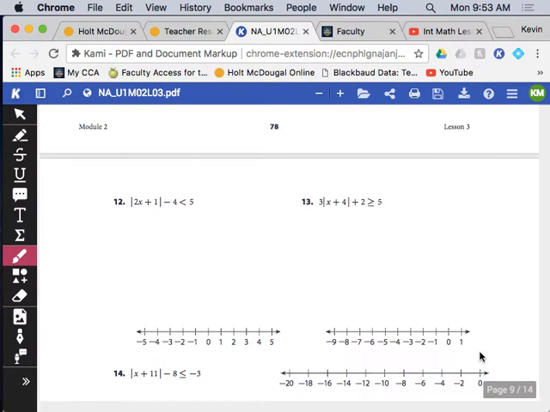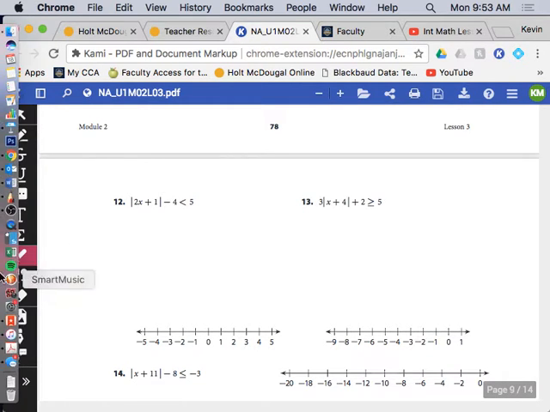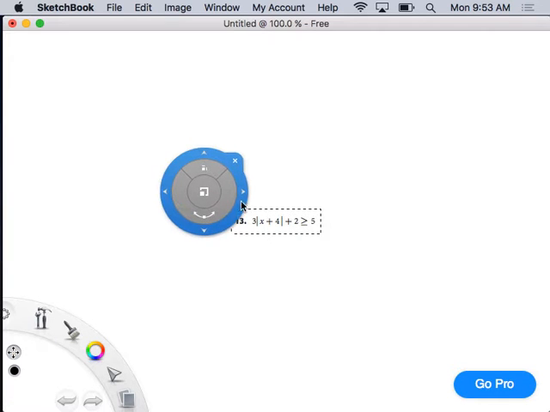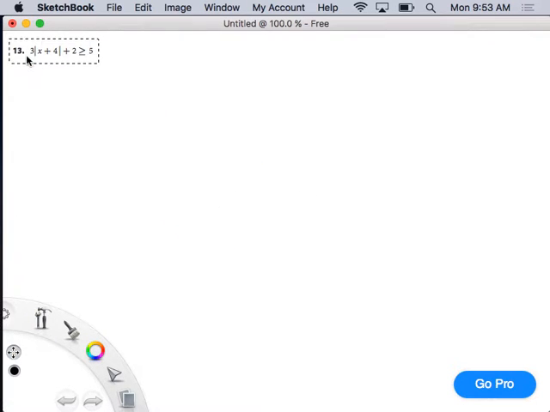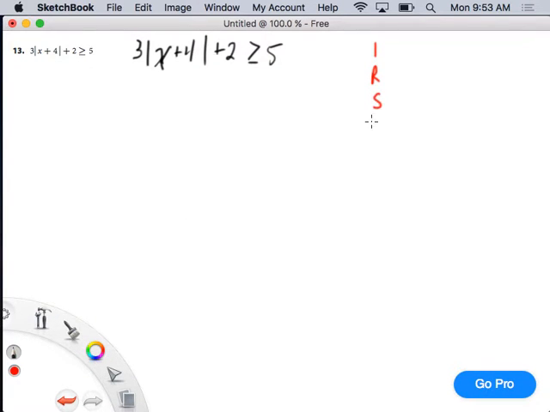Number 13. Okay, so I'm going to rewrite it. We get 3 times the absolute value of x plus 4 plus 2 is greater than or equal to 5. Remember, our steps are isolate, rewrite, solve. What's the first step in isolating this one?